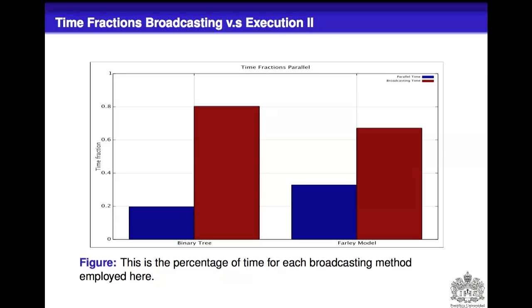Okay, and at the end we could have the time fractions in terms of parallel time and broadcasting time per binary tree and Farley model. Then for the binary tree you could have that the initialization or broadcasting time is obviously greater than the execution time, and in terms of the Farley model the ratio in the total amount of time, or the percentage, is more balanced, and it is obviously a great result to take into account.